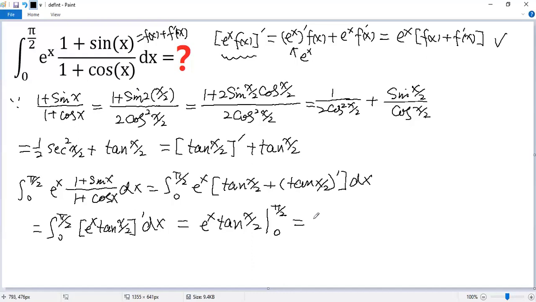So let's plug in. When x equals half pi, we get e to the power half pi and then tan half x, so tan of pi over 4. When x equals 0, we get e to the power 0 times tan 0 over 2. We know this one is 0 and tan a quarter of pi is 1. So the final answer would be e to the power pi over 2.